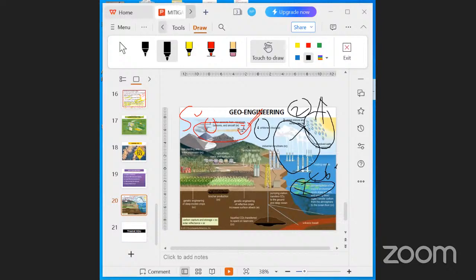And next one is build fake trees. Build fake trees. So this one, artificial trees. How can you build fake trees? It means artificial trees, right? So there is a tree over here.